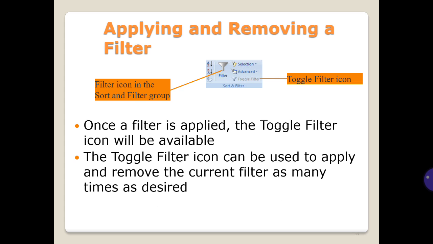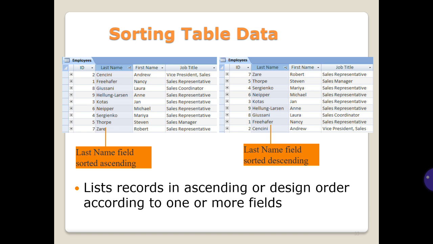Applying and removing a filter. Filter icon in the Sort and Filter group. Toggle filter icon. Once a filter is applied, the toggle filter icon will be available. The toggle filter icon can be used to apply and remove the current filter as many times as desired.